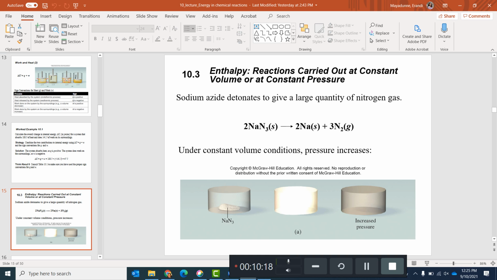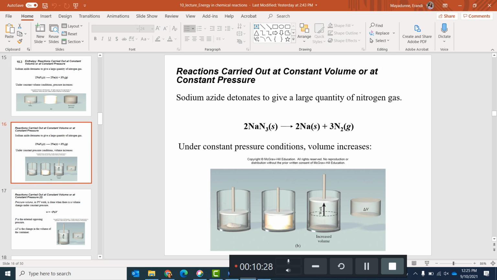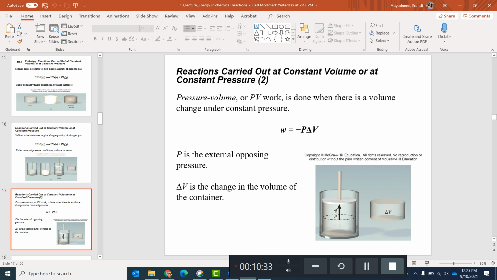So this is a reaction. Sodium azide decomposes to give a large quantity of nitrogen gas. So it's sodium azide, sodium and nitrogen. Under constant volume conditions, pressure increases. If you do it under constant pressure, volume increases. So there's a relationship, right? Pressure and volume. PV work is done when there is a volume change under constant pressure.